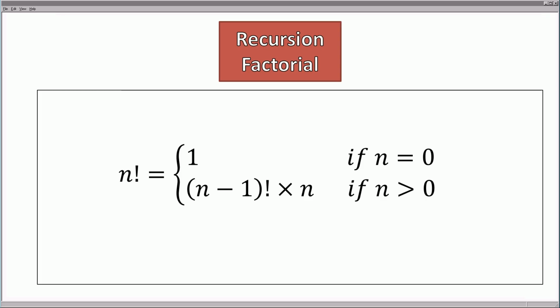The first mathematical function that we're going to look at is simply factorial. And the way that we define this is, if we have n factorial, if n is 0, then the factorial is 1. Otherwise, we recursively define n factorial as n minus 1 factorial times the original n, as long as n is strictly greater than 0. Now let's see what this looks like in code.